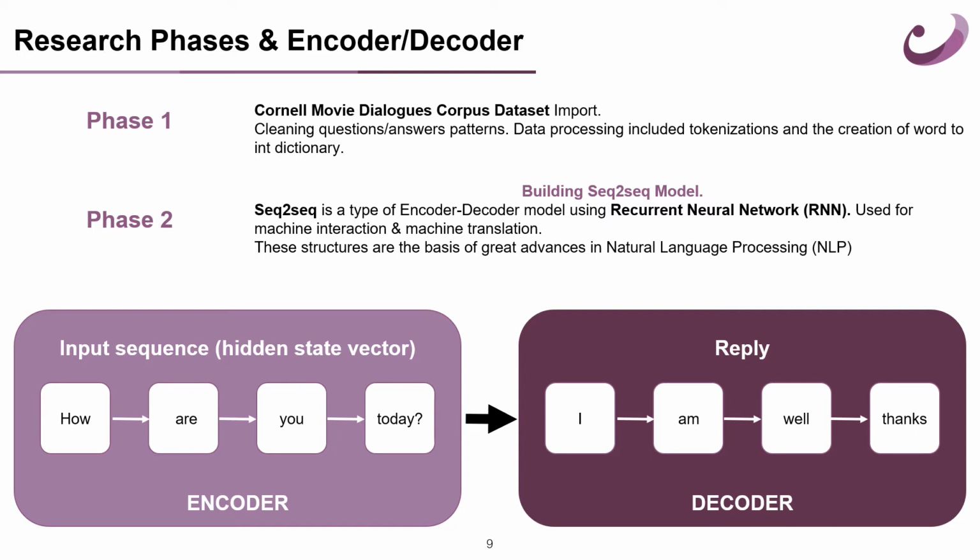These structures, built to process sequential data, are the basis of great advances in NLP, whether for language modeling, translation, or automatic text summary. The model includes an encoder and a decoder having words or items as input and giving different sequences as output. The encoder receives an input sequence in the form of a hidden state vector and forwards it to the decoder that generates the sequence of the output.